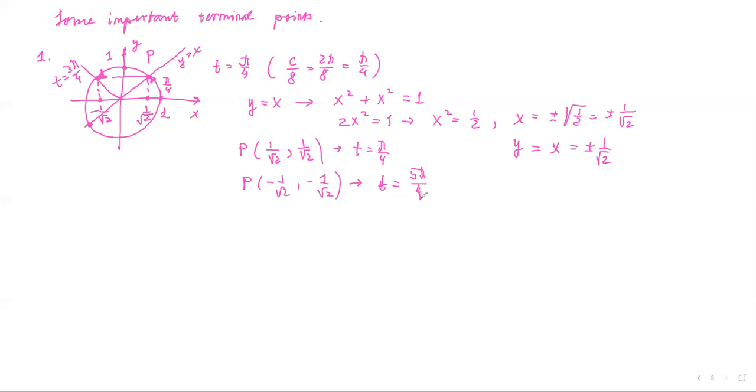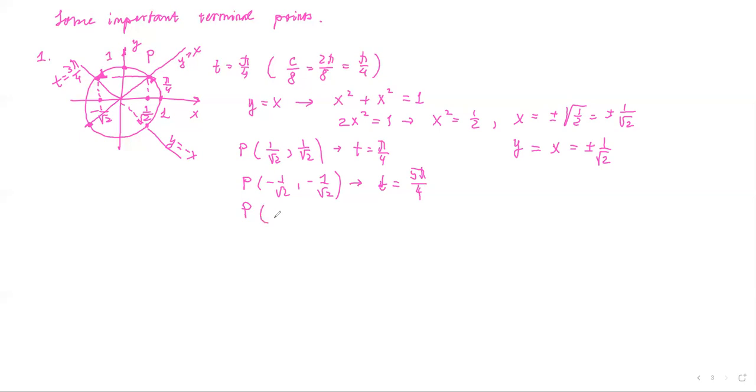Pi and pi over 4, sorry. Now, for this point and symmetrical point over here, this is not going to be true because they are not sitting on a line y equals x. They are sitting on a line y equals negative x. So I'm going to label this line as y equals negative x. So we are going to have opposite signs of x and y.